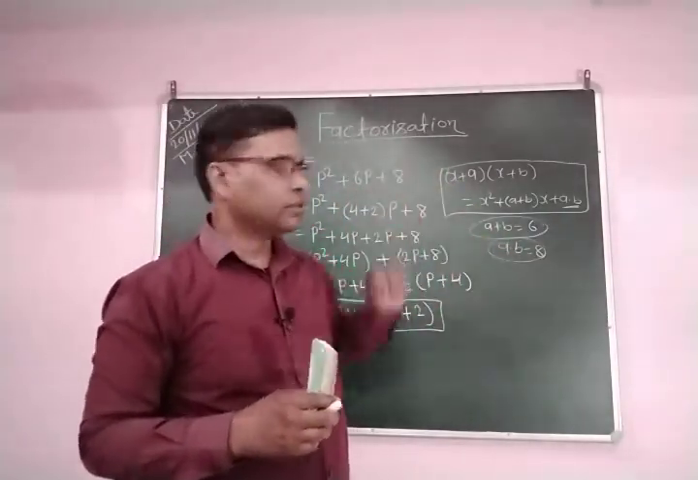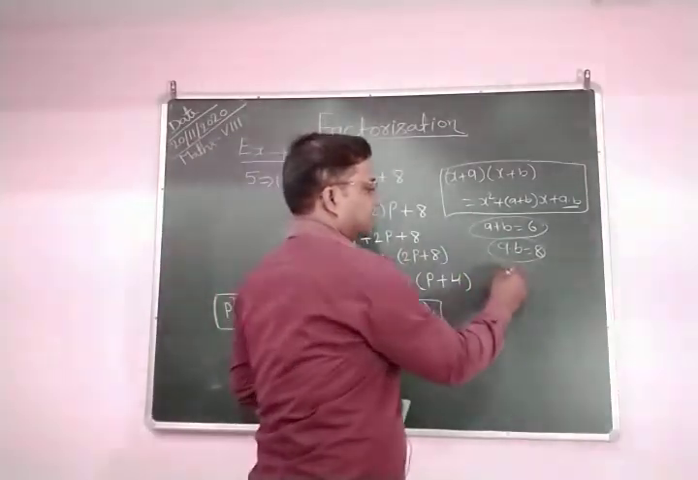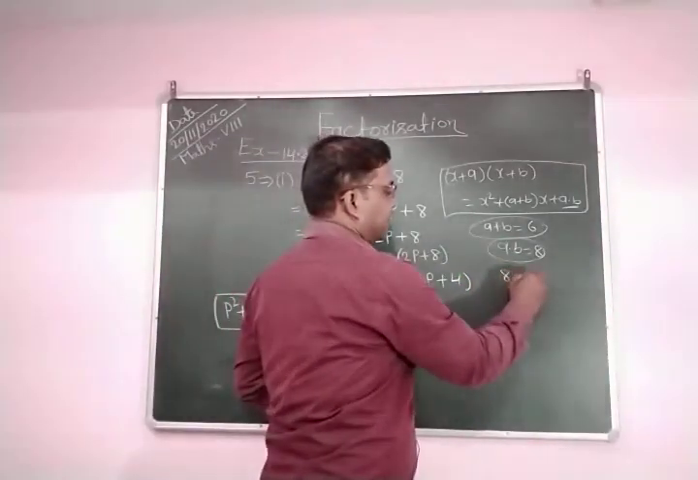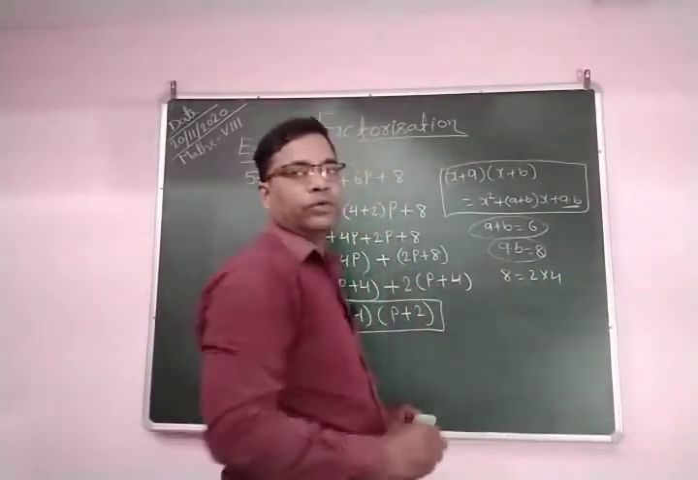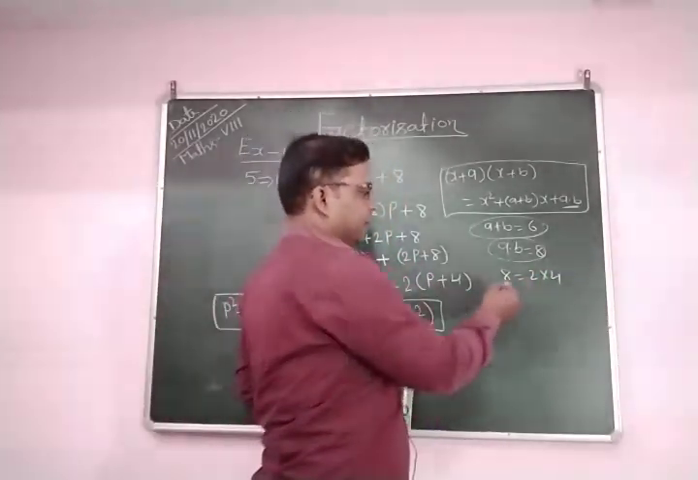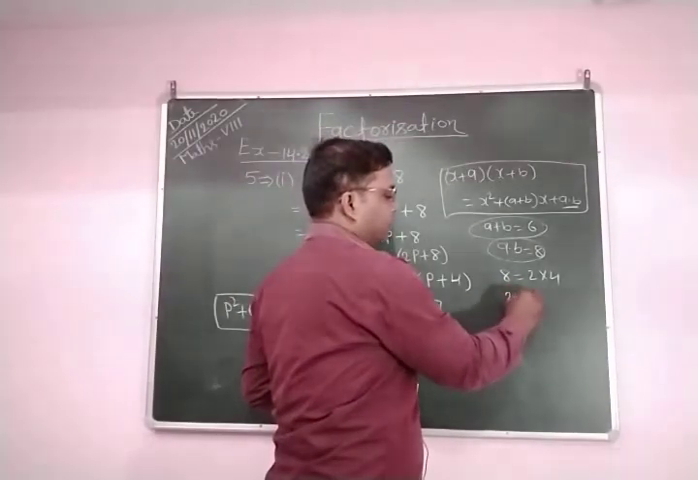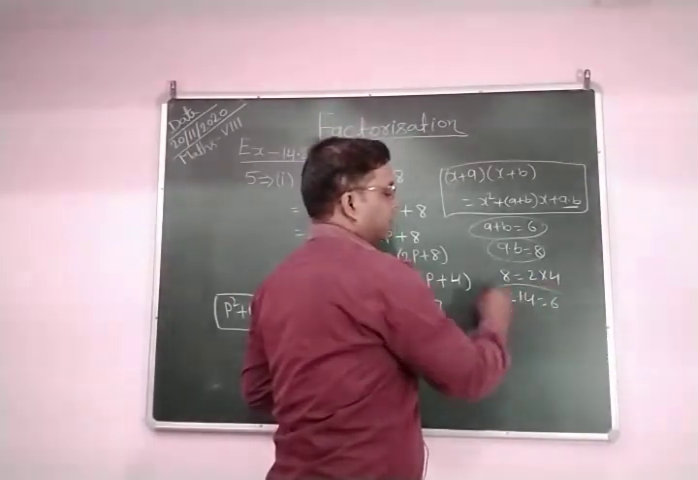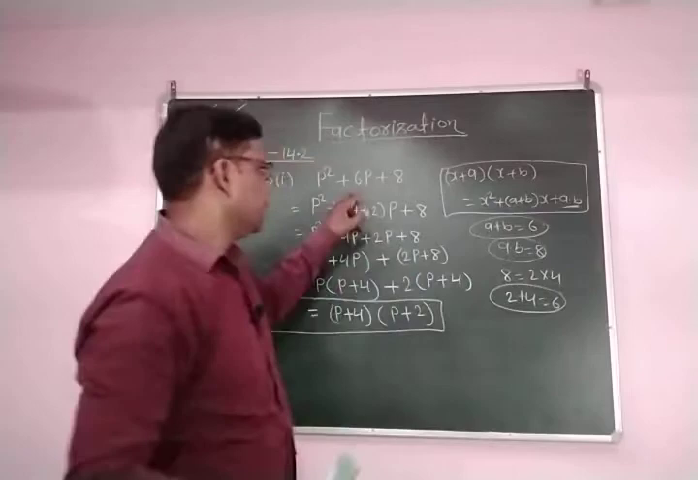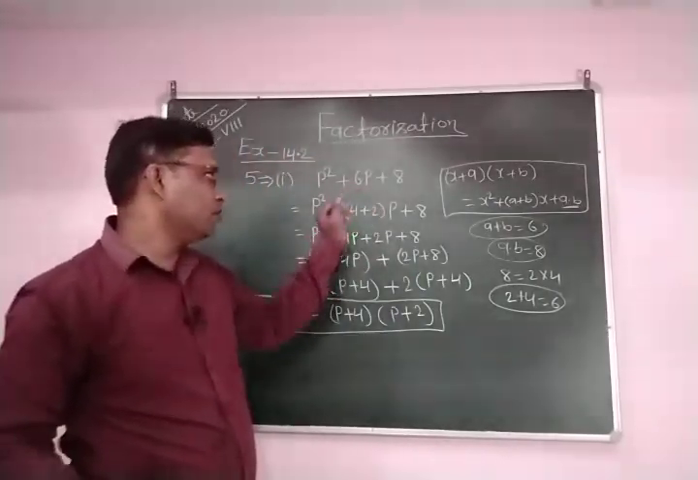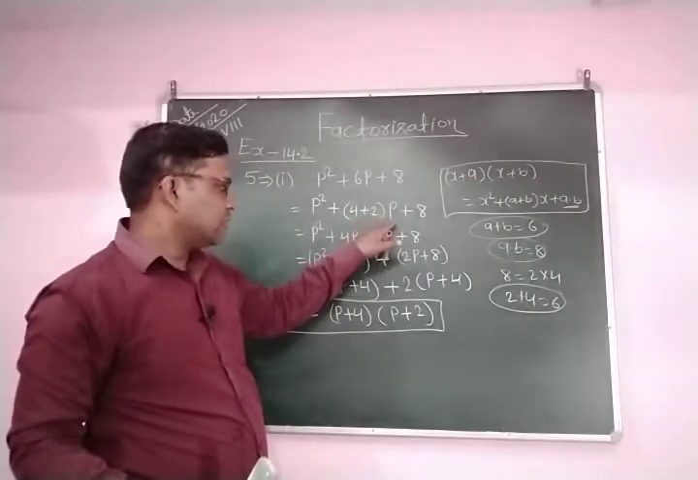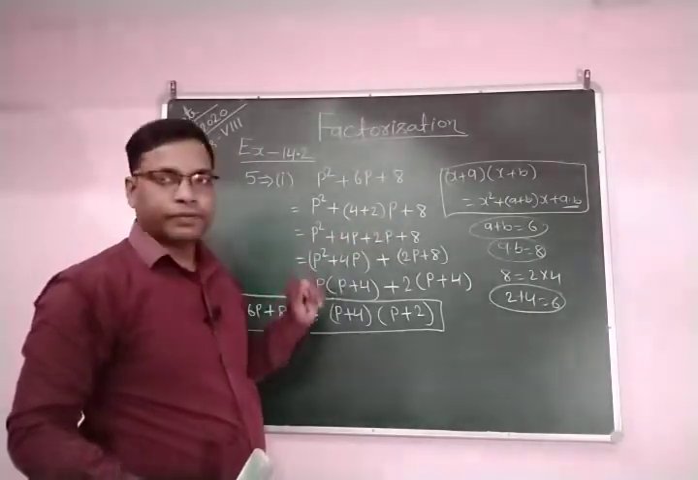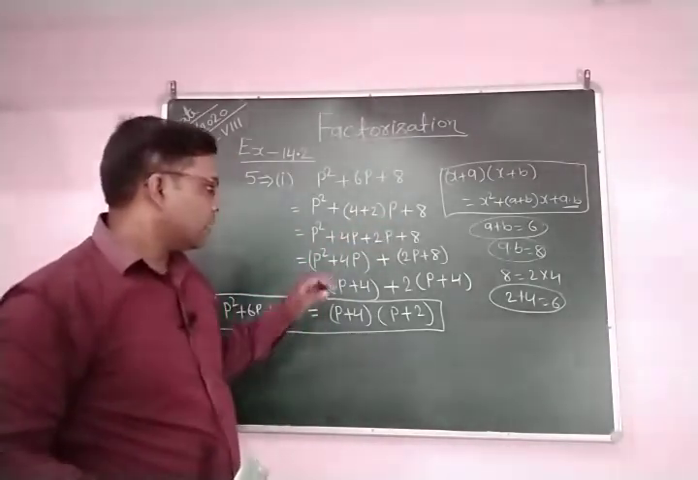the constant term. In this way, we find the factors of 8: 2 into 4, or you can say 4 into 2, and their sum, 2 plus 4, is equal to 6. So we break 6 into two parts, 4 plus 2, and after this you open the bracket, then you have 4p plus 2p. Clear?